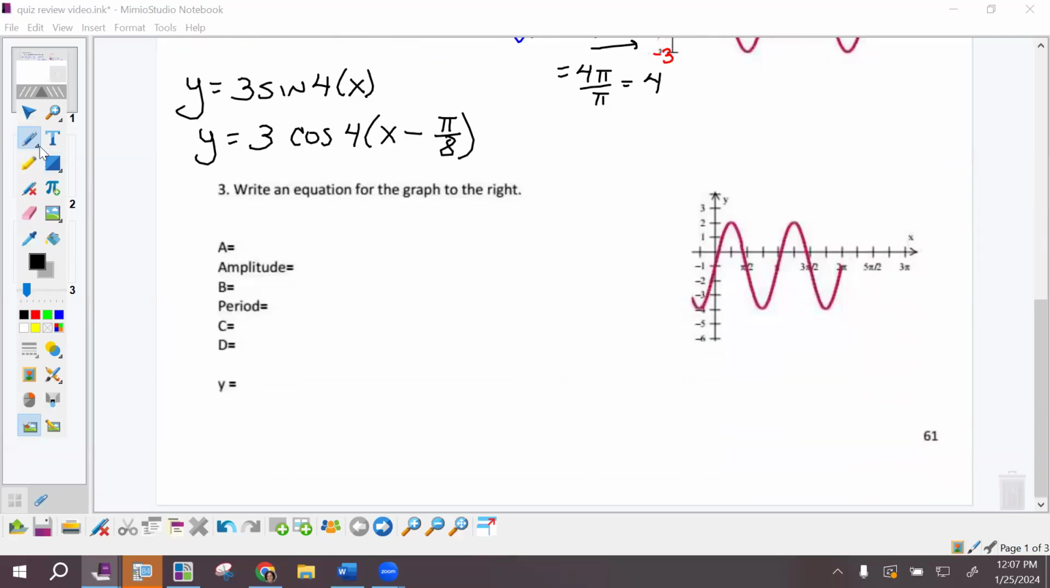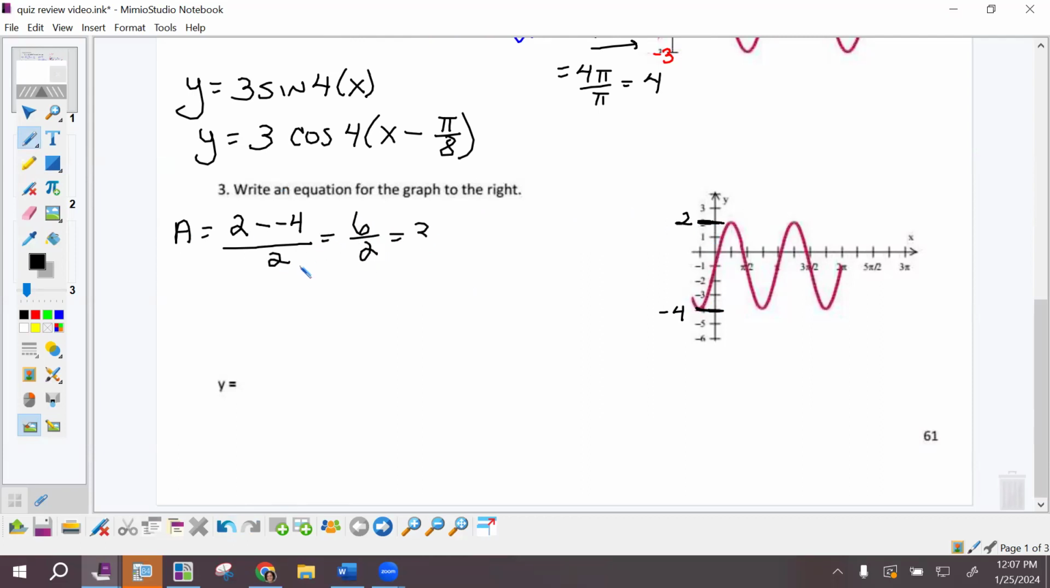All right, for number 3, we've got the highest y value at 2 here, and the lowest y value is -4. So amplitude, maximum minus minimum divided by 2. The midline, maximum plus minimum y values divided by 2. The period.